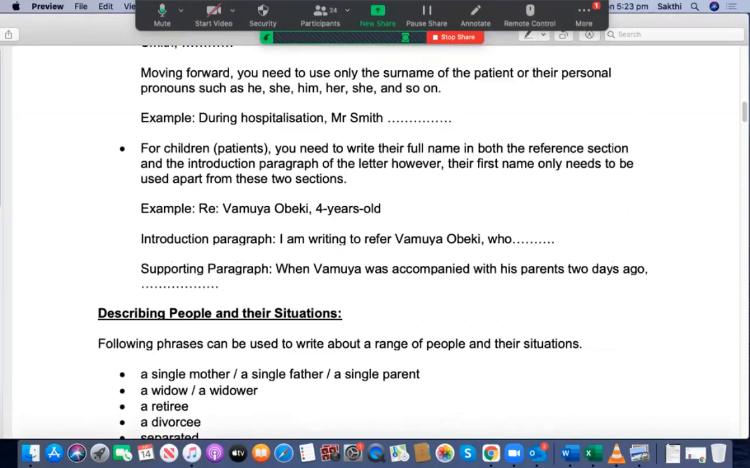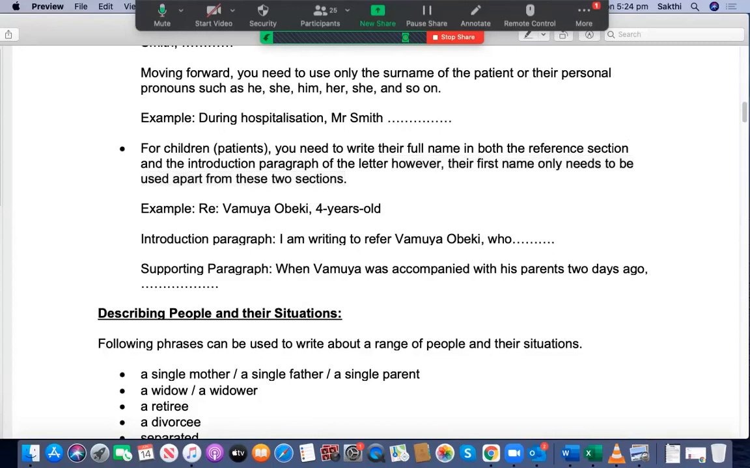For children, the rule is going to be the same for both the reference section and the introduction paragraph of the letter. However, when you need to write further in the supporting paragraphs, you have to use only the first name of the patient, if the patient is a child. Remember that it is exactly opposite to the adult. For adults, we need to write down the surname of the patient, whereas for children, we have to use only the first name. You need to understand these things.